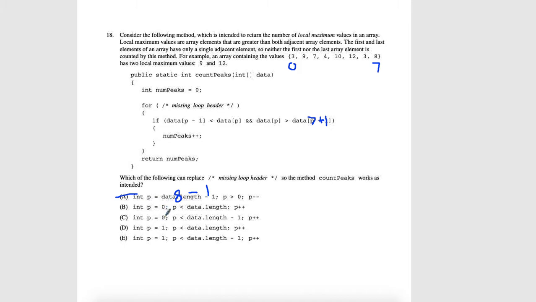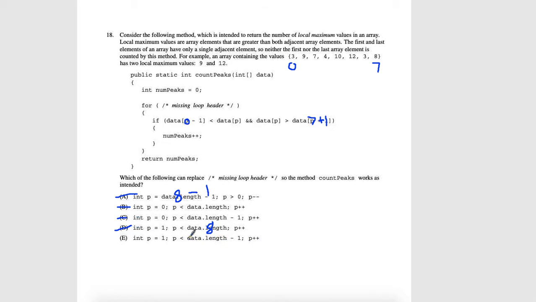The next two answer choices, we can knock these out pretty quickly because of this 0. If you start with P being equal to 0, then you're trying to access data 0 minus 1, which is index position negative 1. That's not allowed. And this one, P is less than data.length. Well, that's going to give you 8 plus 1 in here. That's an out of bounds error message.